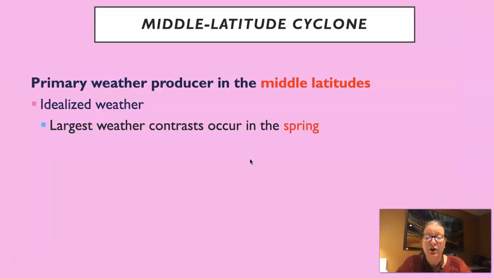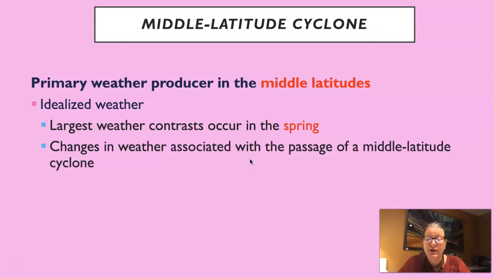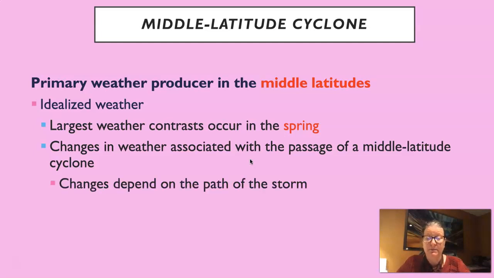These events tend to occur in the spring when there's the largest weather contrast. And that's because in the spring, we still have cold, dry air coming down from Canada, and we're starting to get humid or moist, warm air from the Gulf of Mexico. And so these two air masses that are very different from each other, dry and cold, wet and warm, when they meet each other at the mid-latitudes, the fronts are very intense. And so the changes in weather associated with these air masses meeting create the mid-latitude cyclones. There are variations depending on the path of the storm.